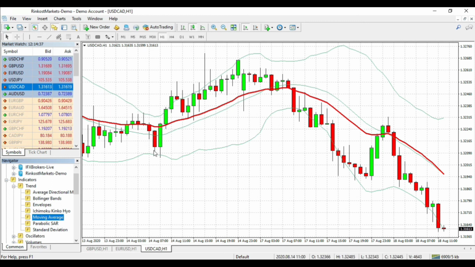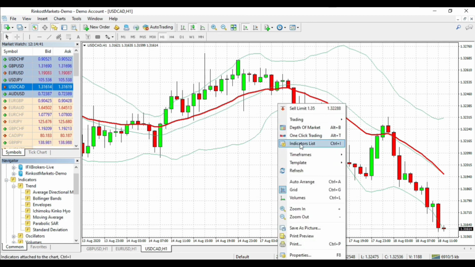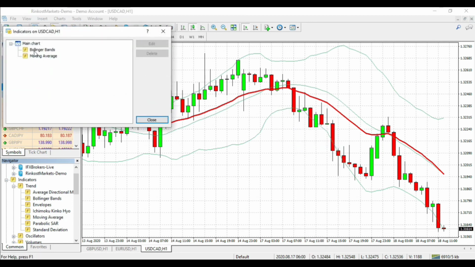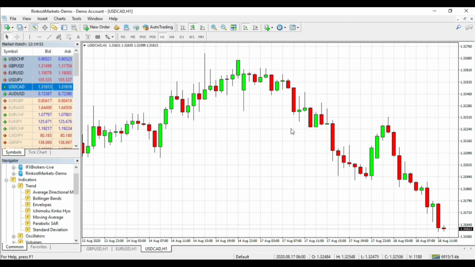So to get rid of all of these indicators, you can simply right click, go to indicator list over here, and then select. So you can either edit or delete the specific indicator. I'm just going to delete all of them again to give myself a clean chart once more.